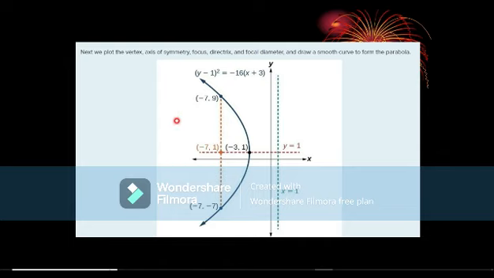Next, we plot the vertex, axis of symmetry, focus, directrix, and focal diameter and draw a smooth curve to form the parabola. So this is now the graph. This is your vertex, this is your focus, this is your focal diameter, and these are the endpoints of your focal diameter, negative 7, 9. And this is the equation, this is your directrix, and this is your axis of symmetry. Let's continue.